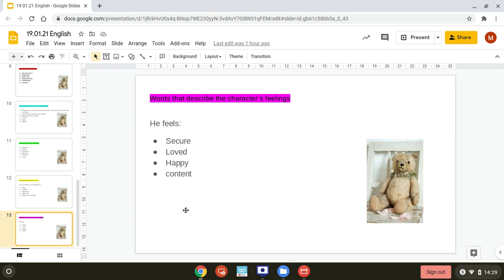Then I thought about his feelings. Well, because of where he lives and how he lives, he's going to feel secure, loved, happy, and content. Your character might not, but in the book, we know that Edward Tulane feels just that. He feels happy and content.